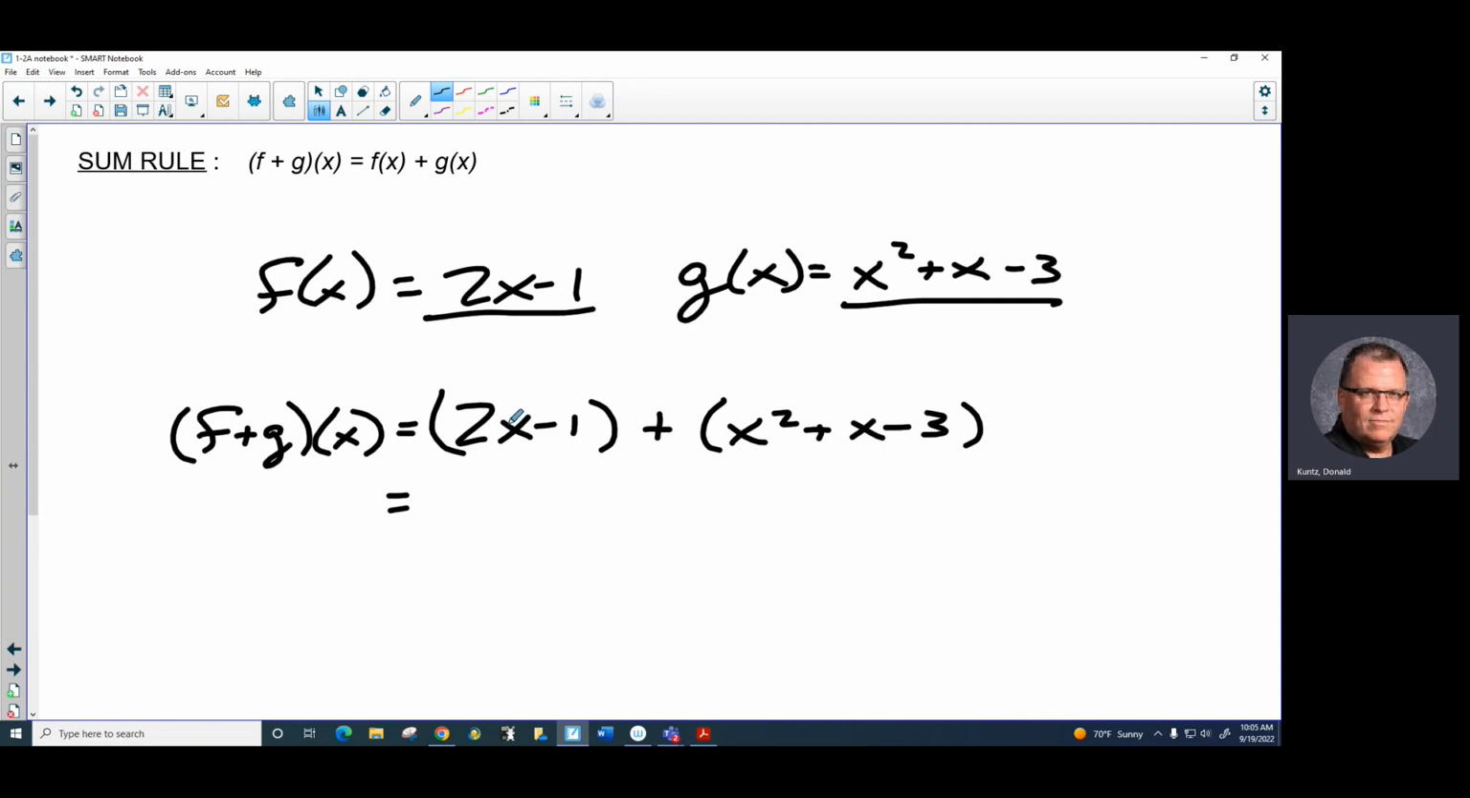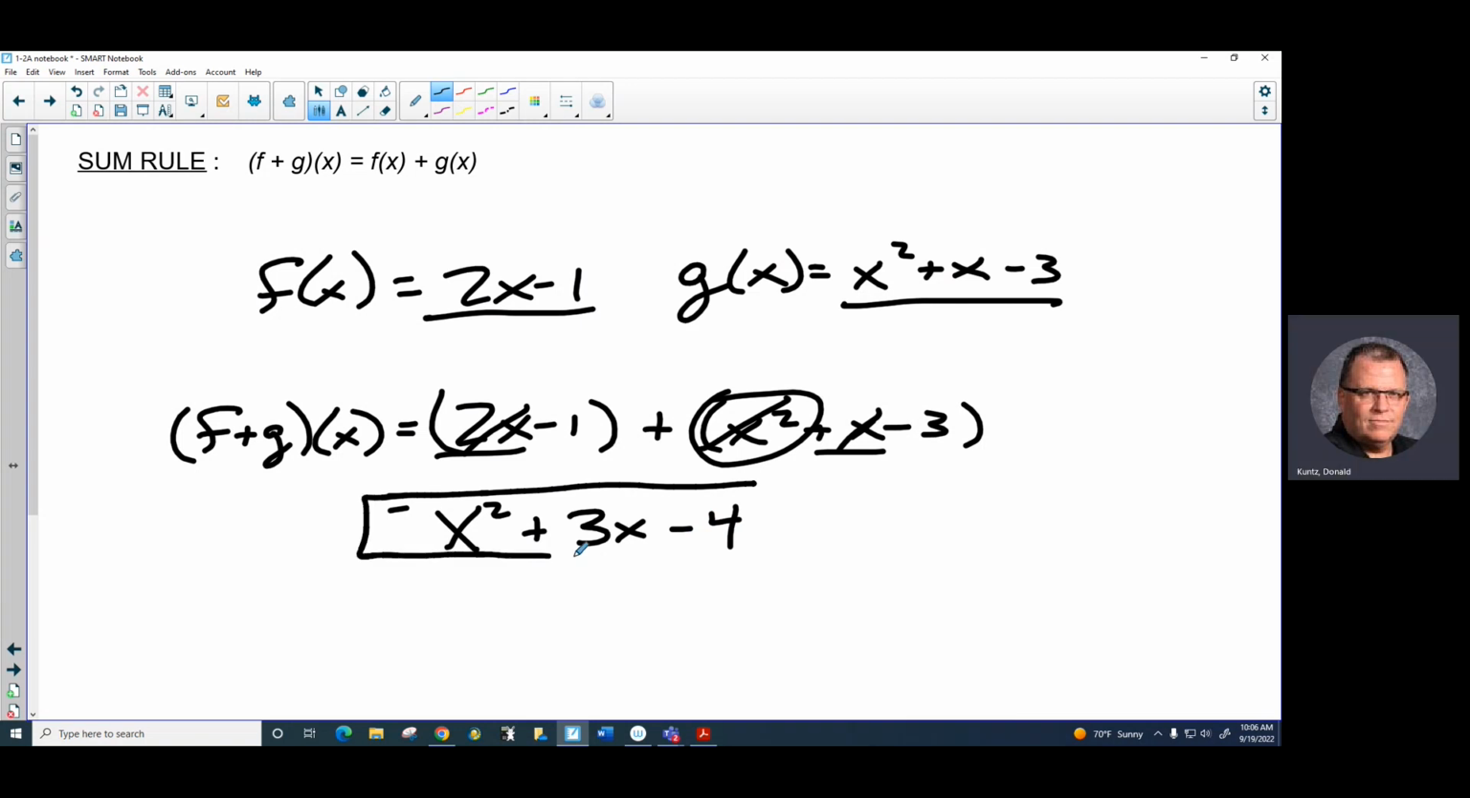So again, if I do what we normally do and go to the highest exponent first, we've got an x squared. I only see one of those. So I take that, put it down there. Nothing to combine it with is what I mean by that. Then we have a 2x and a positive x. Combine those, we get 3x. Those are done. And then a -1 and a -3. Combine those, and we get -4. So this would be f of x plus g of x.